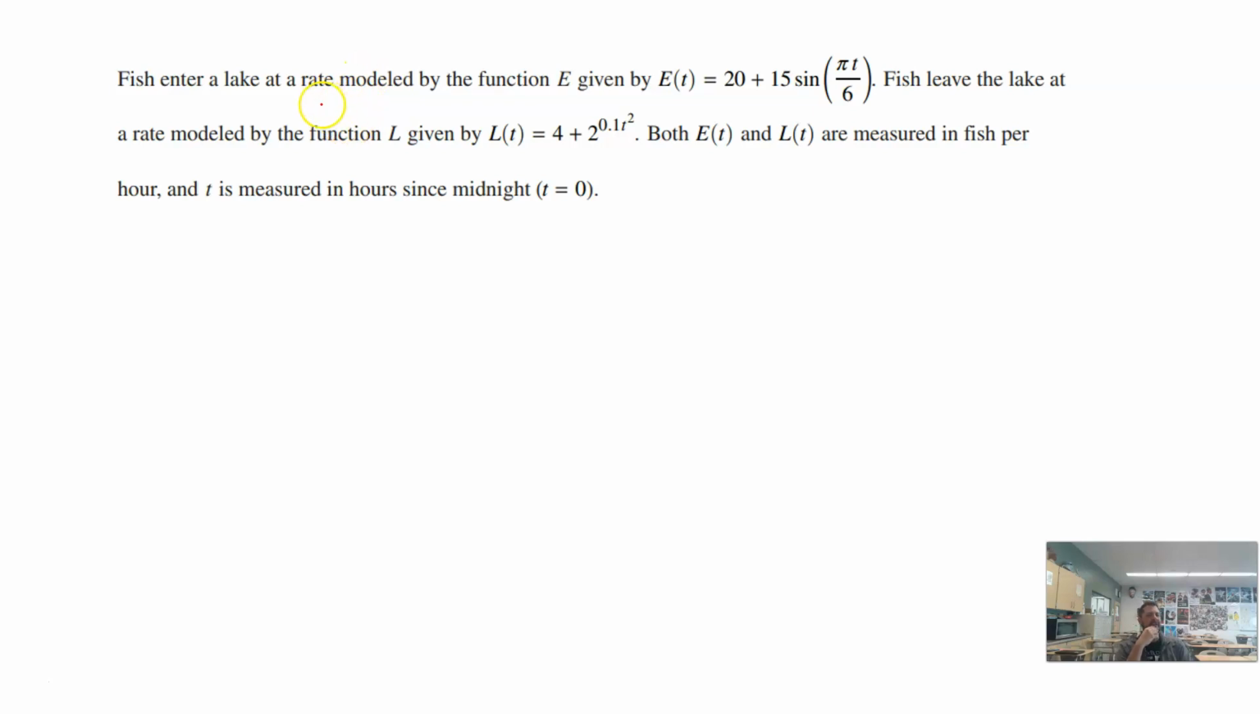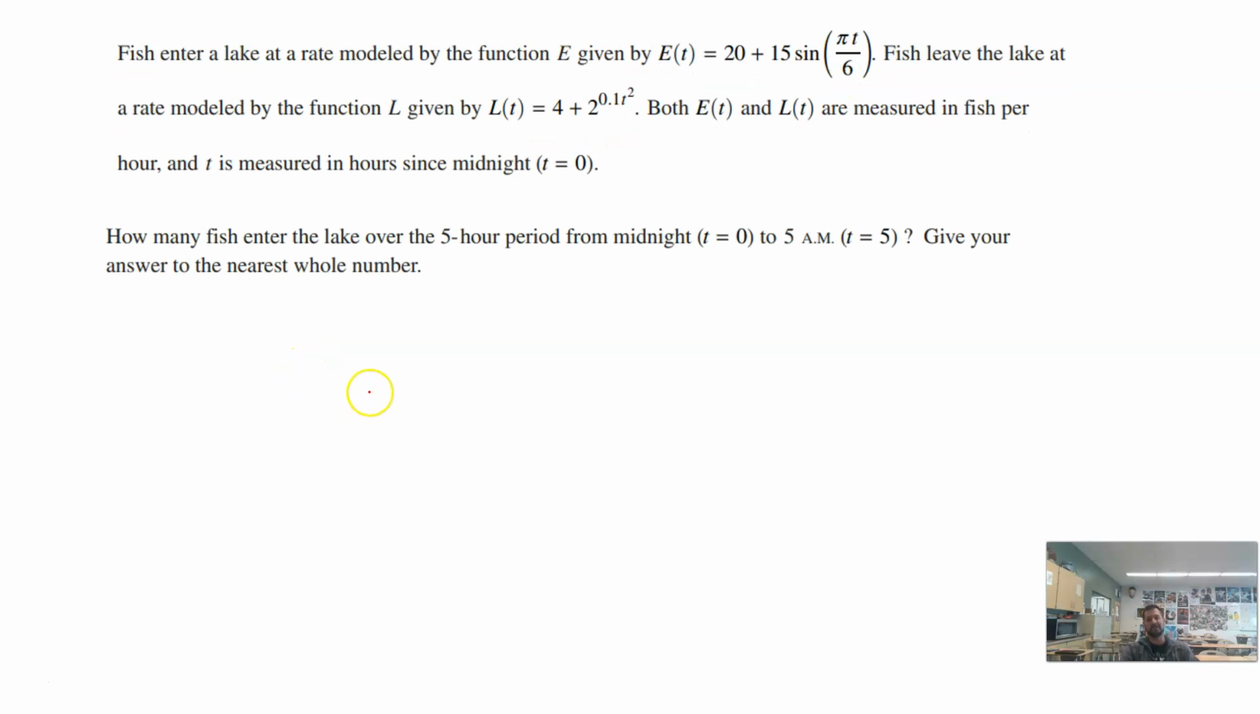It says fish enter a lake at a rate modeled by the function E. So this is a rate at which they are entering. And then fish leave the lake at a rate modeled by L, and this is the rate at which they are leaving. It says both E of t and L of t are measured in fish per hour. Now, luckily for us, because we're looking at two different rates in this problem, it comes out pretty quick, and most of these are pretty painless, to be honest. So let's take a look at all the questions.